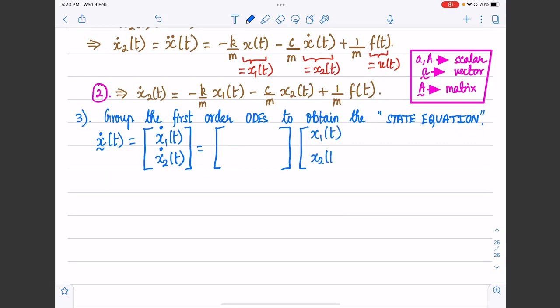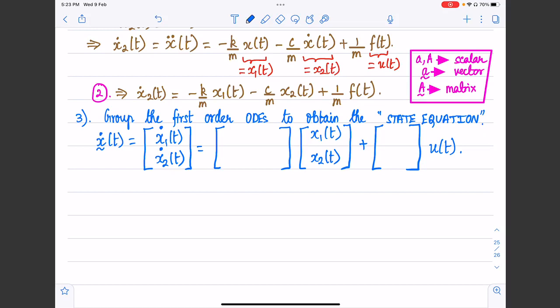So I'm going to write this as something multiplying the column vector x1, x2, plus some column vector multiplying the input. Okay, so the input is f of t. Okay, so that's what we have, right? So now I will write f of u of t. Okay, so this is the general form of a state equation.